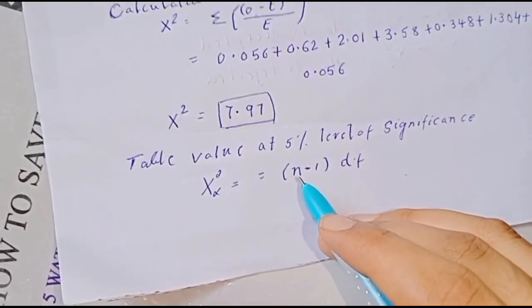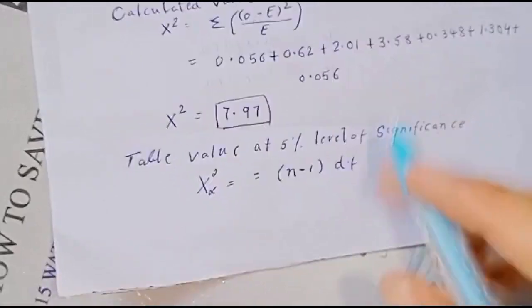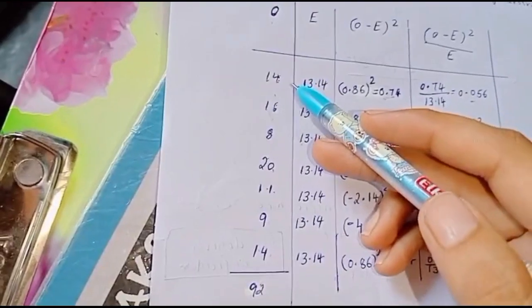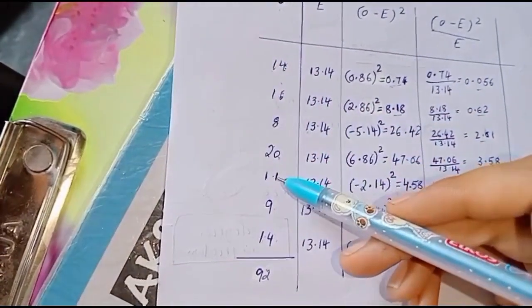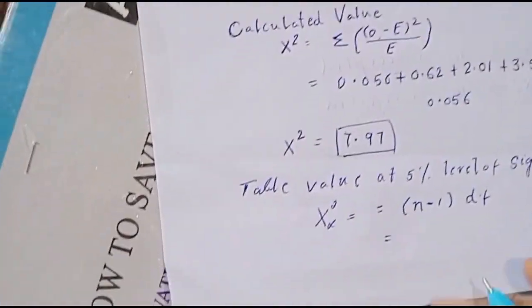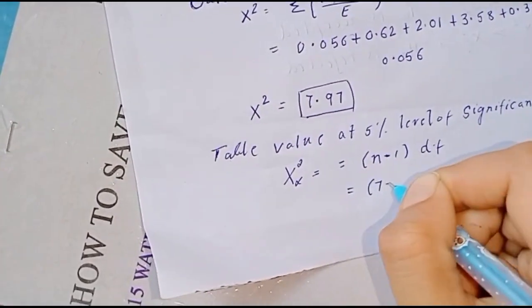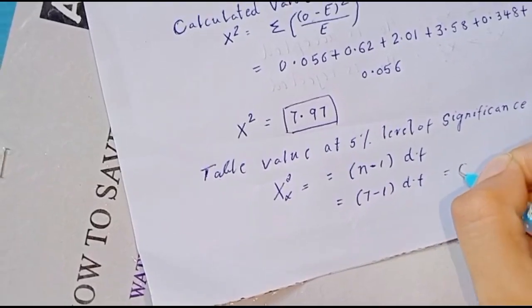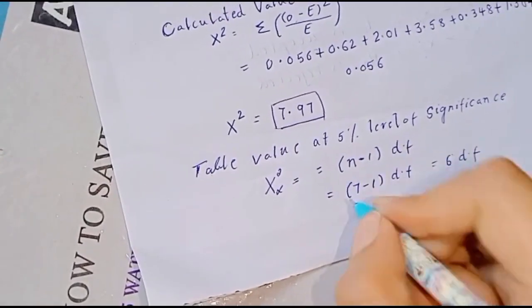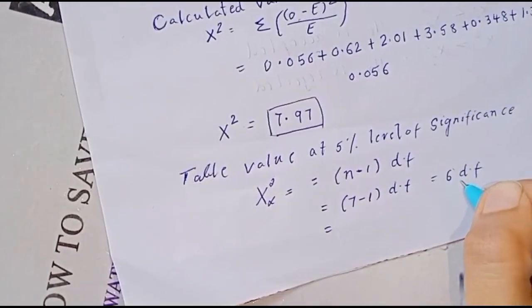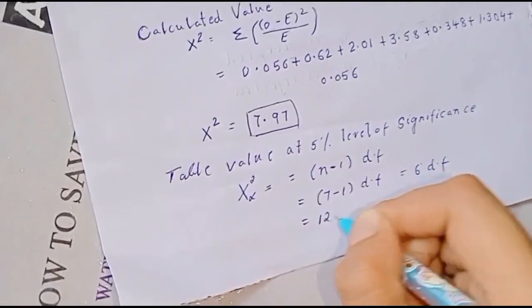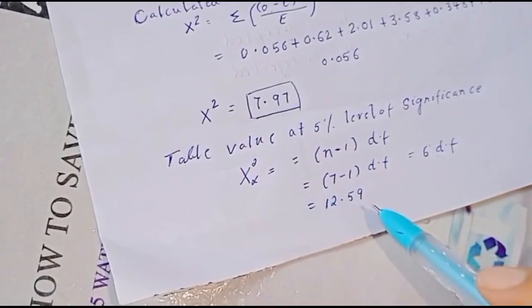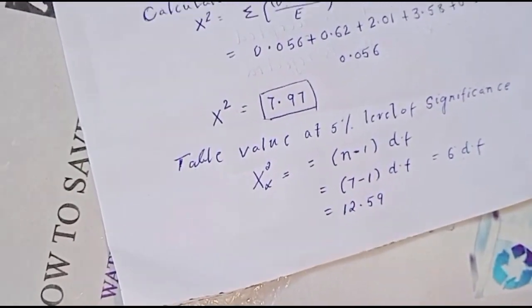Now write the table value at the 5% level of significance. Psi square is equal to n minus 1 degrees of freedom. N means the number of observed frequencies, 1, 2, 3, 4, 5, 6, 7. 7 minus 1, degrees of freedom is equal to 6. For 6 degrees of freedom, the value is 12.59.